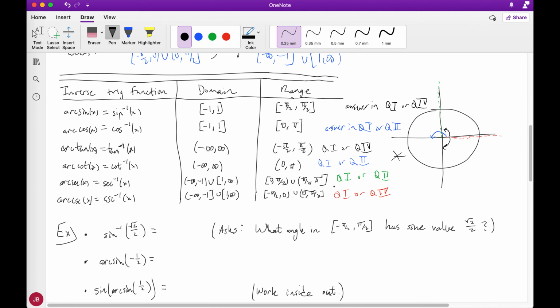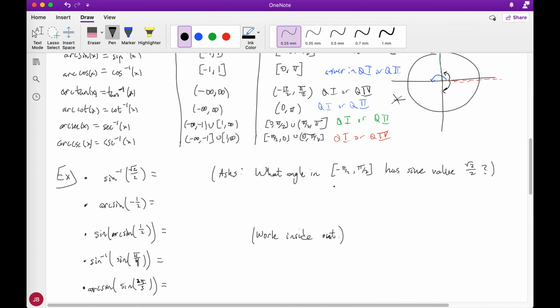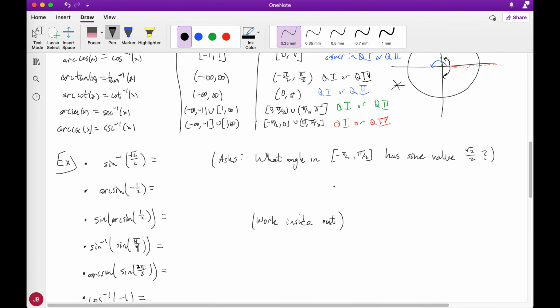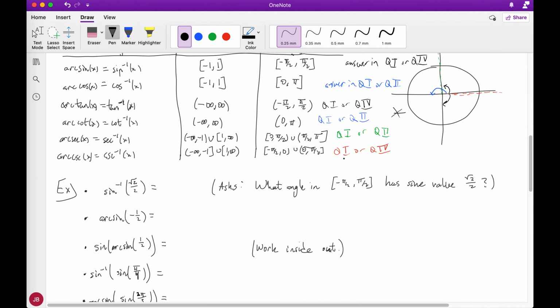Okay, so let's do a couple easy examples here just to get started, and then we'll do one more short video where we do some more maybe complicated examples. So here, this first example, the inverse sine or the arcsine, however you want to read it, of square root of 2 over 2. So this is asking for what angle in minus pi over 2 to pi over 2, so in quadrants 4 or 1, do we have a sine value of square root of 2 over 2?